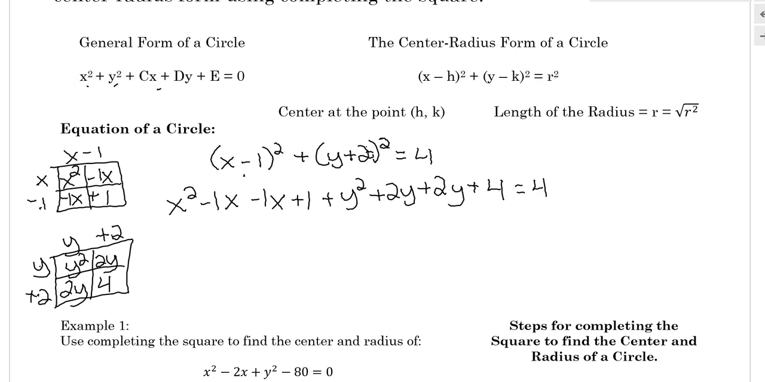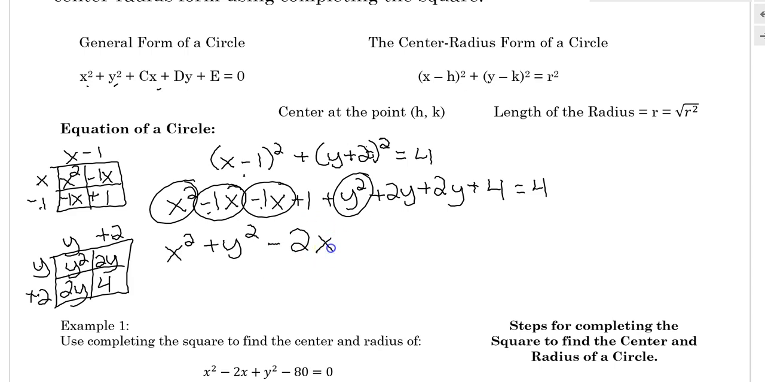The next thing I'm going to do is combine like terms in this order, because that's the form I want to get to. So I start with x squared. This is the only x squared that I have. Then I want my y squareds. This is the only y squared that I have. Then I want x's. Minus 1x, minus 1x. Negative 1 minus 1, I have negative 2x's. Then I want y's. I have a 2y and 2 more y for a total of 4y. Then things without variables. I have a 1 here and a 4 here.